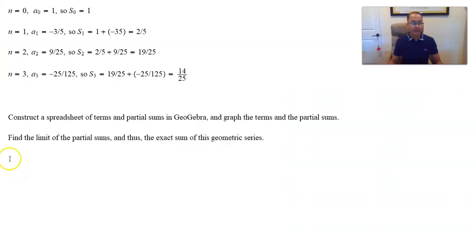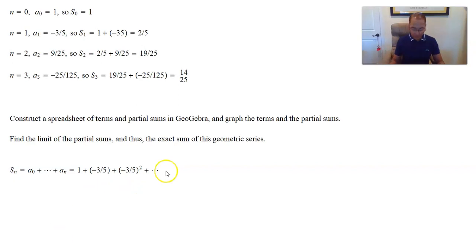All right, so we are now going to find the limit of these partial sums, which means the exact sum of this geometric series. So we said that Sn is a0 up to an. We're going to take a0 and keep adding until we get a sub n. So in our case, we want 1 plus negative 3/5 plus negative 3/5 squared. And we're going to keep going until we get to r to the n.